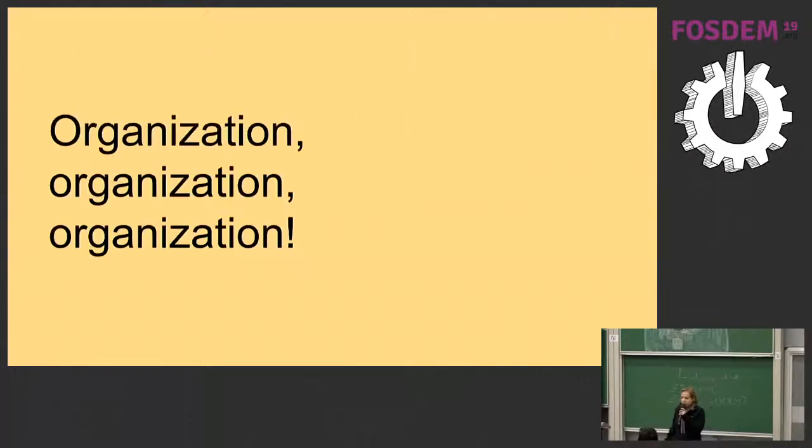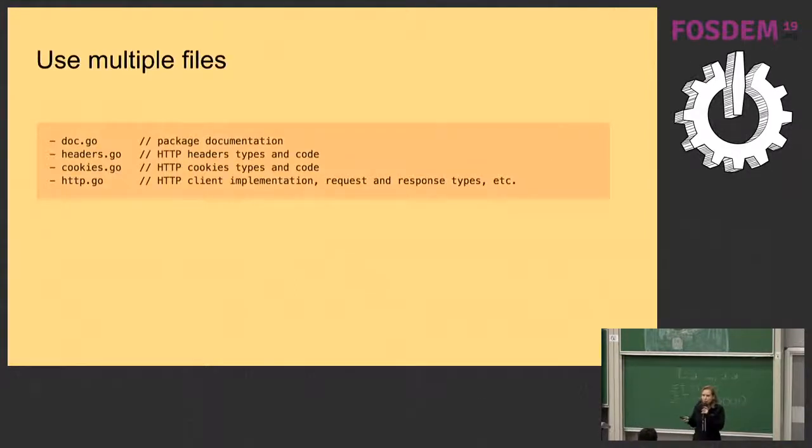Style, packages. So the first thing is about organization, because organization is what matters. Try to use multiple files. Go allows you to split your package into multiple files, and you can create some logical separation. For example, in the HTTP package, you can put all the header related stuff in headers.go, cookies related stuff in cookies.go, all the core stuff maybe in http.go, or maybe it will get too long and you can split it as client.go and server.go. Try to use multiple files.